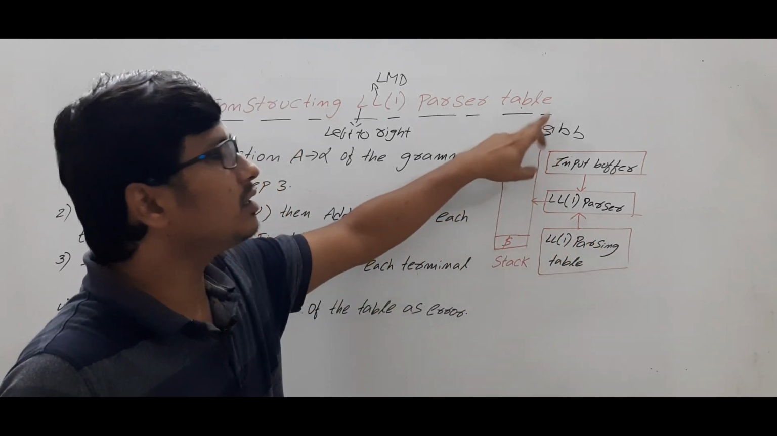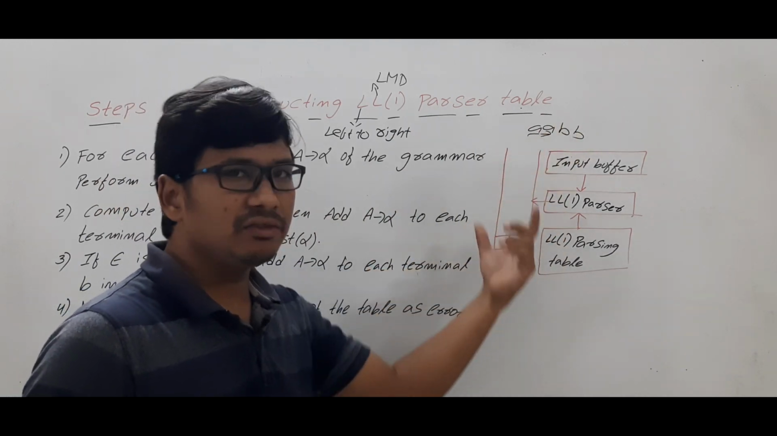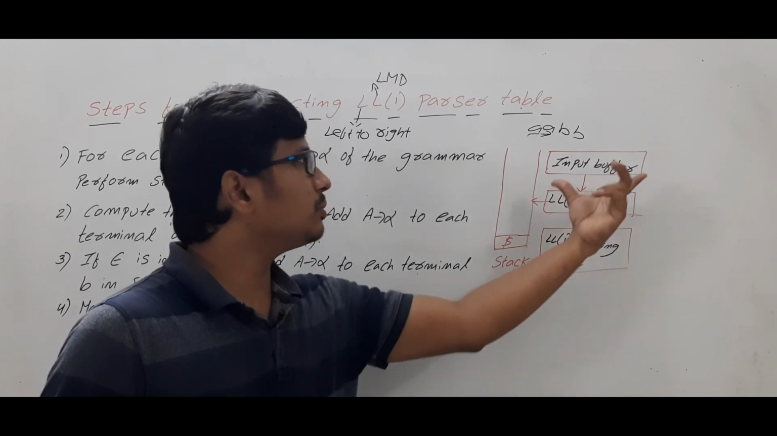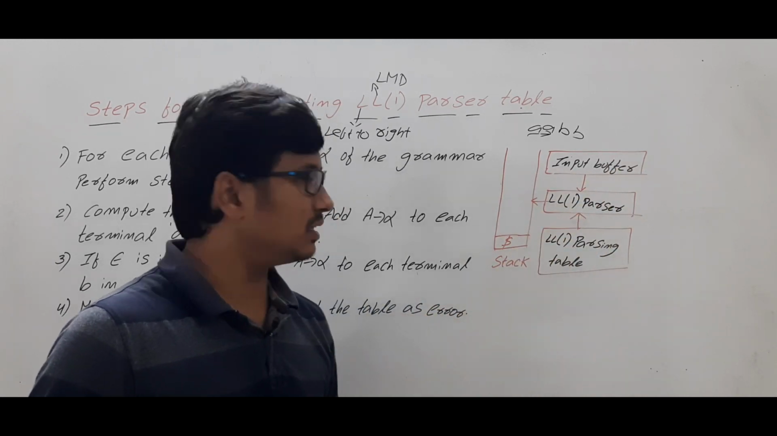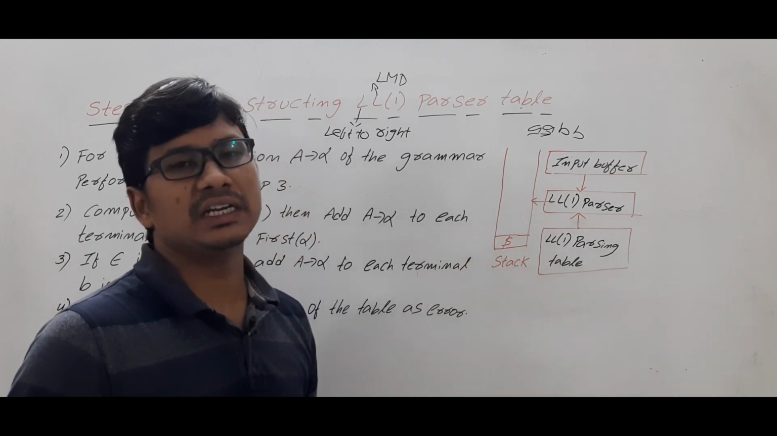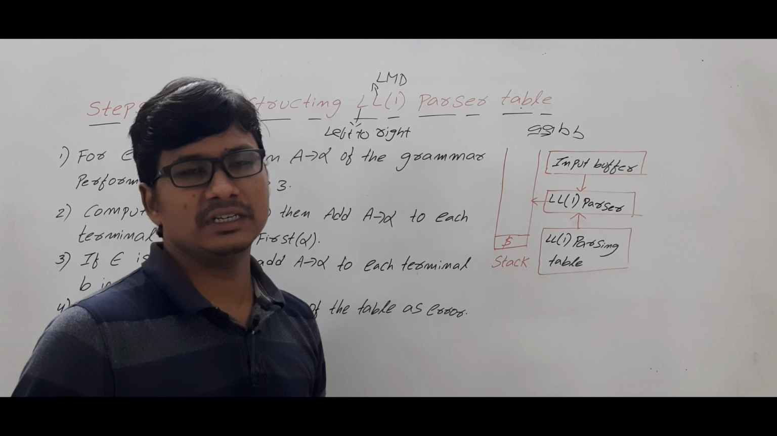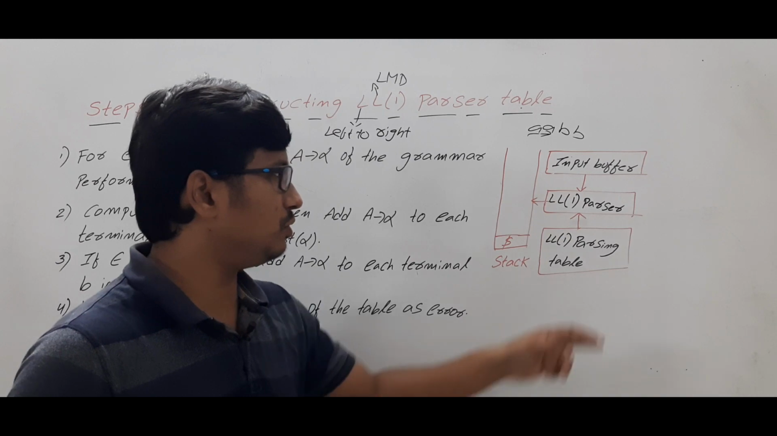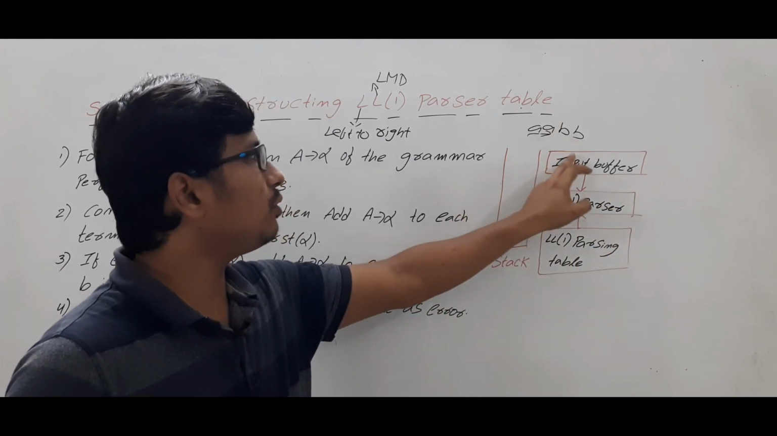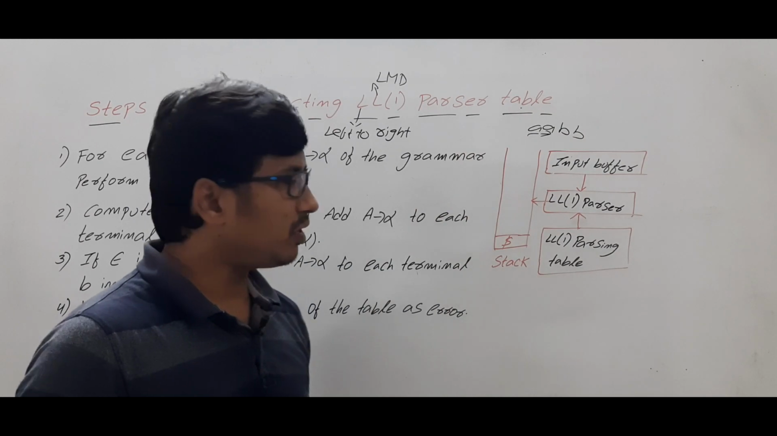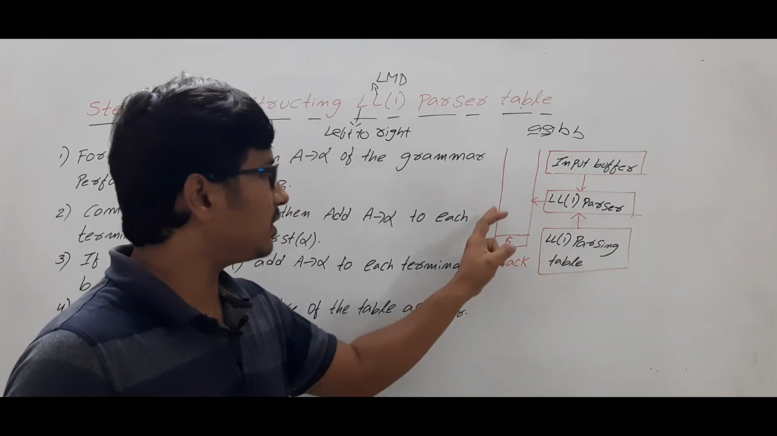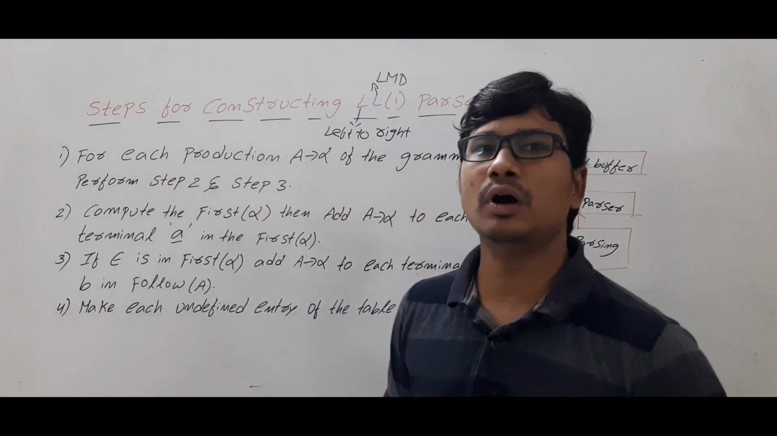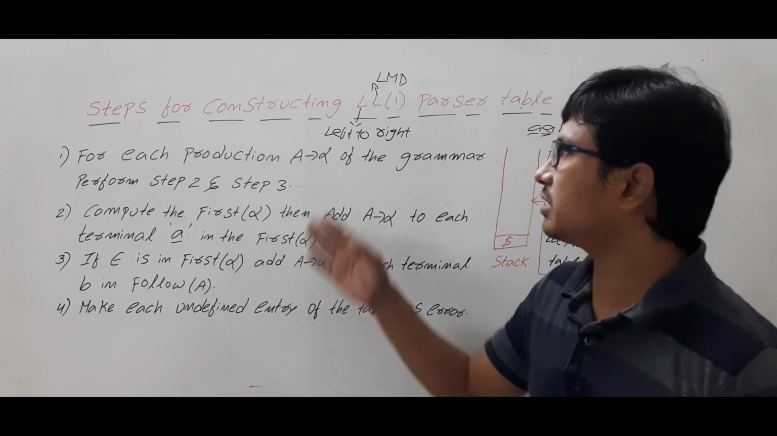So you know already the input buffer, whatever the string you are giving. For the given grammar, you need to construct the parsing table. And if you give this parsing table and the input buffer to the parser, with the help of this algorithm, it will construct the parse tree. Is it clear? Finally, the parser will give the parsing tree or the syntax tree as an output. So if you want the parsing tree, you have to give the input buffer and the parsing table for the given grammar. With the help of this algorithm, it will construct the parsing tree. So let me discuss how to construct the parsing table for the LL1.